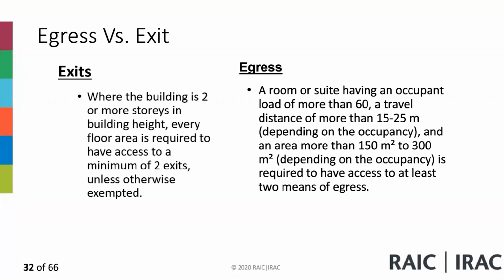For exits, I have to go to 3.4. So I go quickly to 3.4 and I look for number of exits. Again, this is at the beginning, in 3.4.2.1. 3.4.2.1.(1), except as permitted in Sentence 2, every floor area intended for occupancy shall be served by 2 exits. A floor area, and then I've got exemptions related to it.